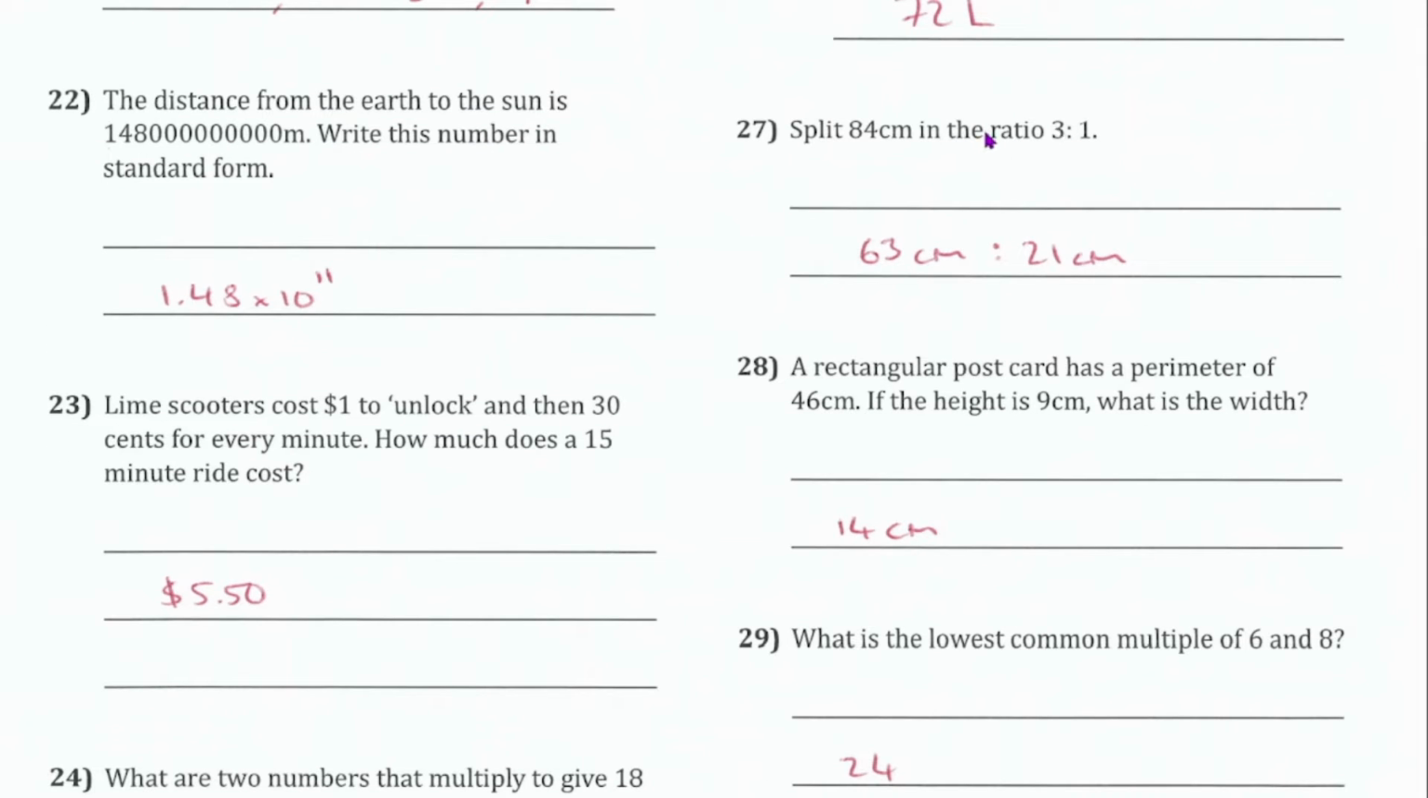Here we've got 84 centimetres split in a ratio of 3 to 1. So for every 1 centimetre here, you get 3 centimetres over here. Easiest way to do this is divide 84 by 4. That gets you 21. So one chunk is going to be here, and you're going to have 3 chunks of that size over here. So 3 times 21 is 63 centimetres. And we do this little colon here when we do ratios, so we don't get them confused with fractions.